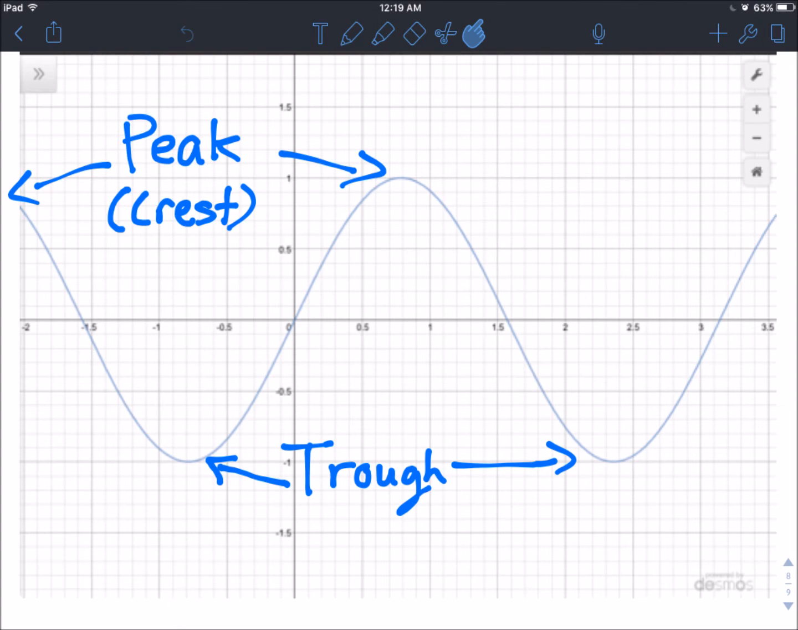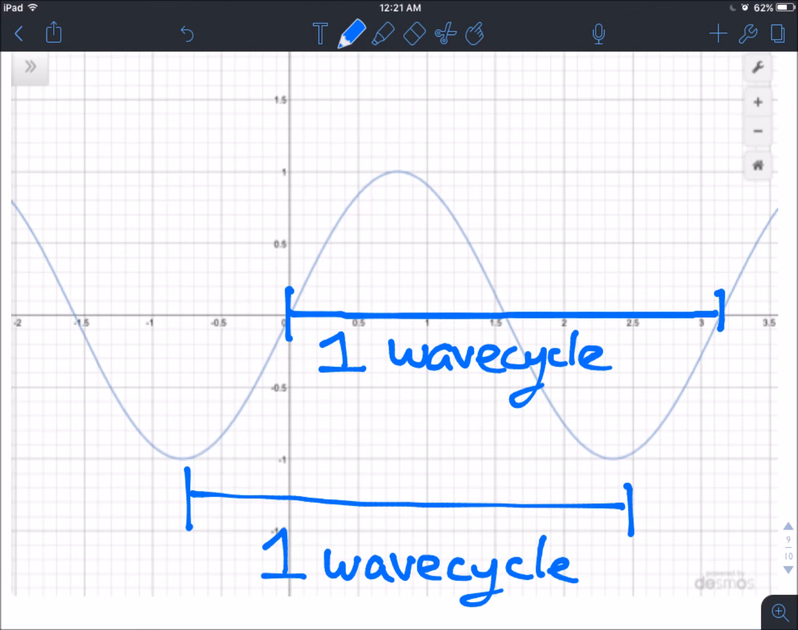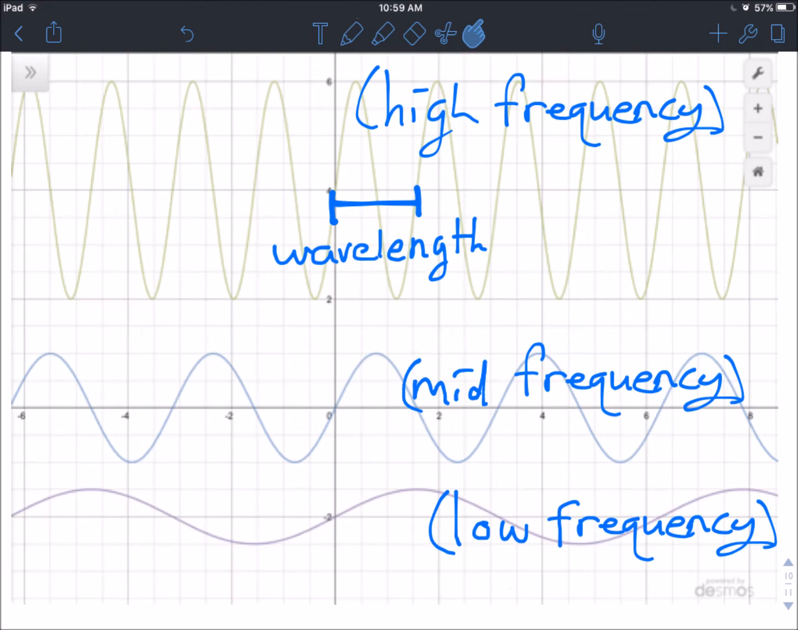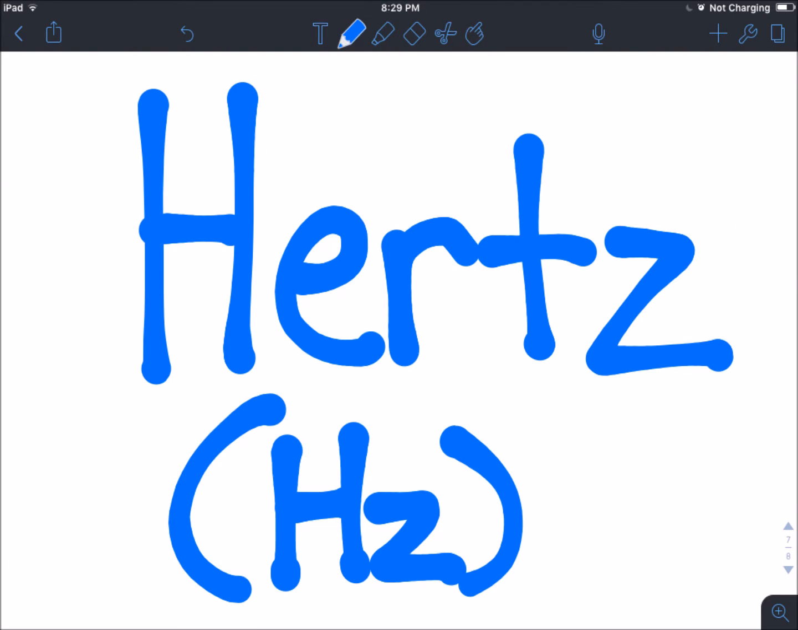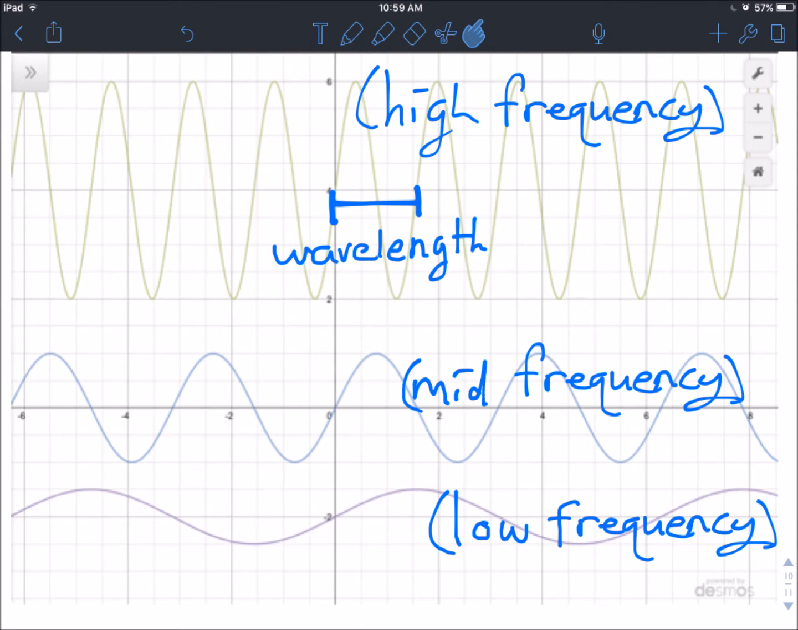Like all waves, sound has peaks and troughs. The peaks, also called crests, represent high pressure, and the troughs represent low pressure. A wave cycle of a wave is any section during which it goes from one peak to the next. Frequency is the number of wave cycles that occur every second, the unit being hertz. The distance between consecutive corresponding peaks or troughs of a wave is called wavelength. The smaller the wavelength, the higher the frequency.